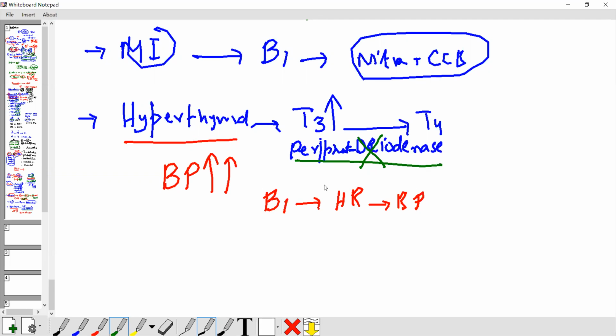Understand? So here we have a big list of beta blockers. Which beta blocker do you prefer in case of hyperthyroidism? Propranolol.